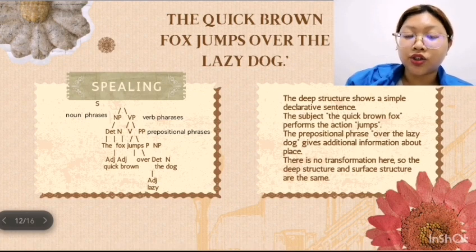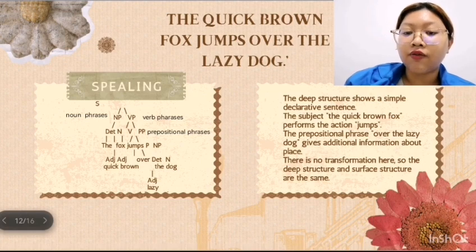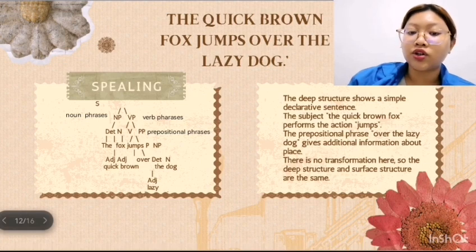The deep structure shows a simple declarative sentence. The subject, the quick brown fox, performs the action, jumps. The prepositional phrase, over the lazy dog, gives additional information about place. There is no movement here, so the deep structure and surface structure are the same.